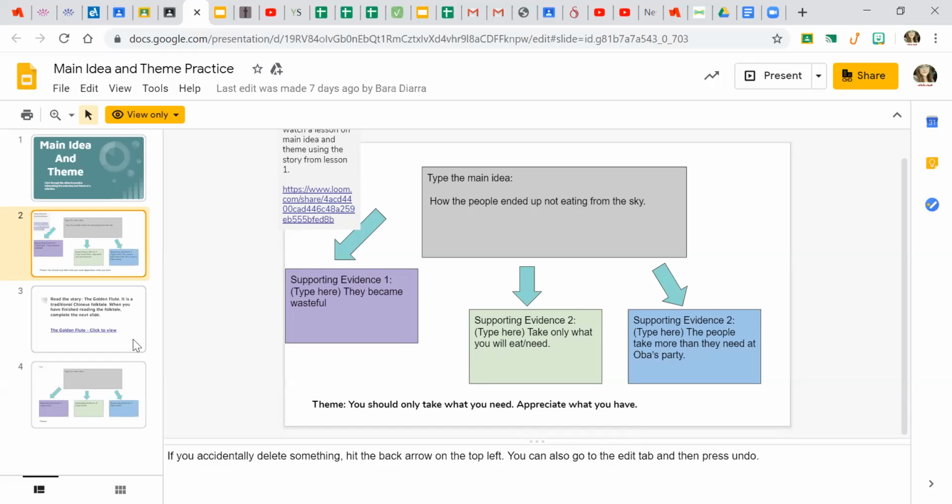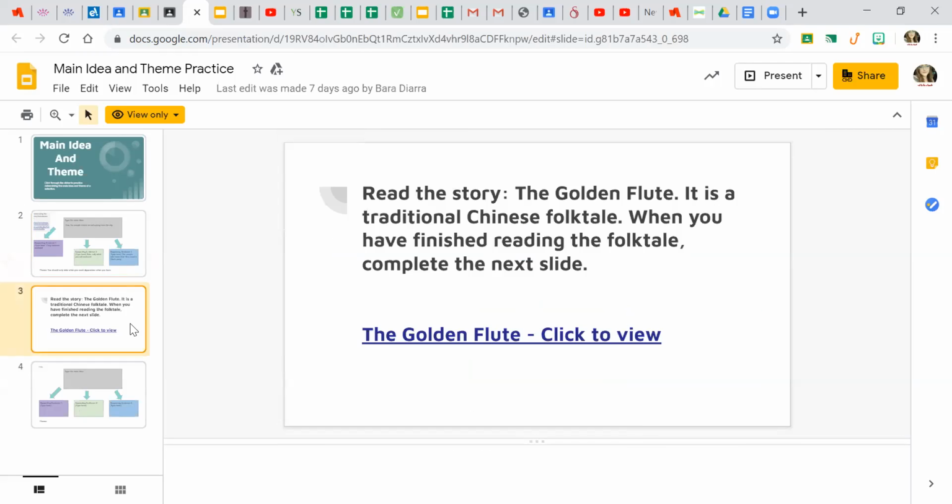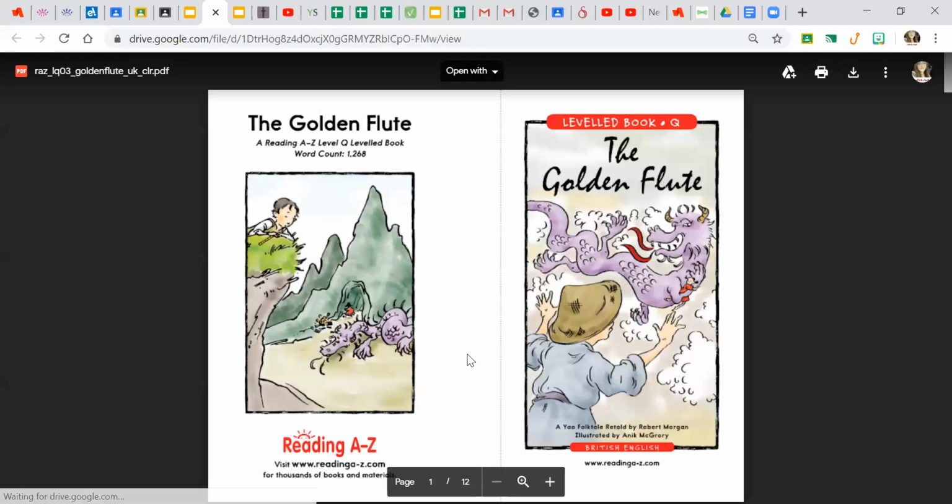Then what I want you to do is to go to the next slide. It says, read The Golden Flute. It is a traditional Chinese folktale. When you have finished reading the folktale, complete the next slide. Okay, so you're going to click right here. And it's going to bring this up.